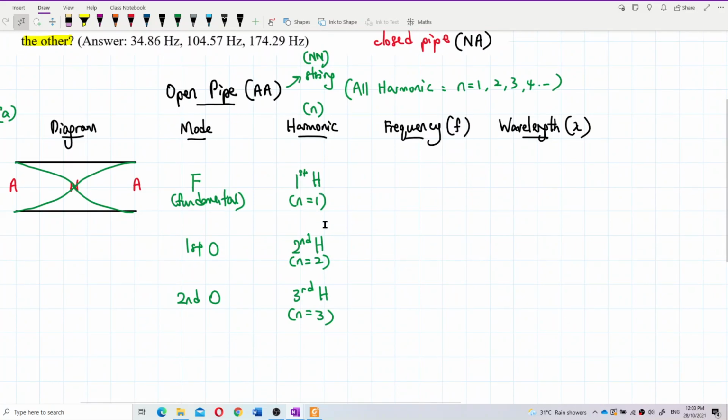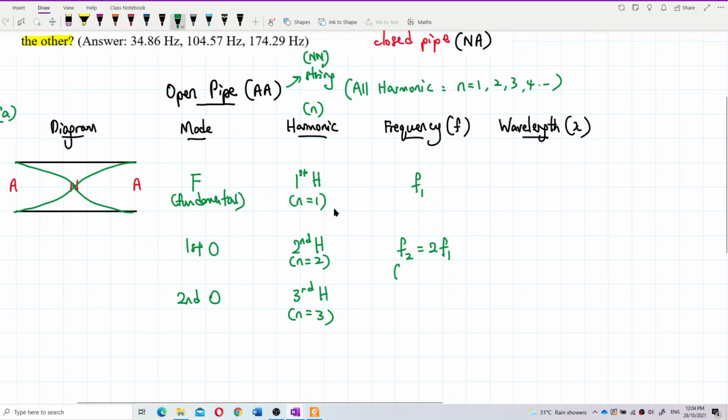So what is meant by harmonic? Harmonic means how many times the frequency is of the fundamental frequency. The fundamental frequency has a frequency F1, or the first harmonic frequency. And then the second harmonic frequency is two times the fundamental frequency, because n is equal to 2. N equal to 2 means it has 2 times the fundamental frequency.